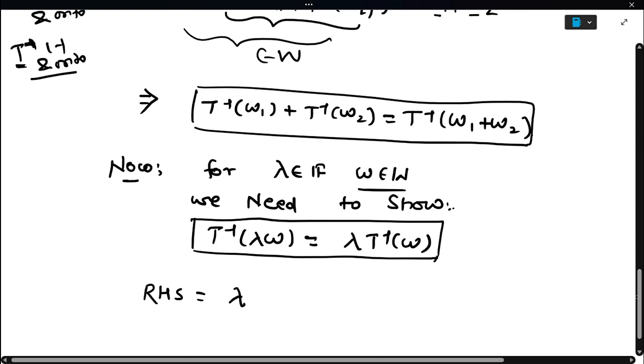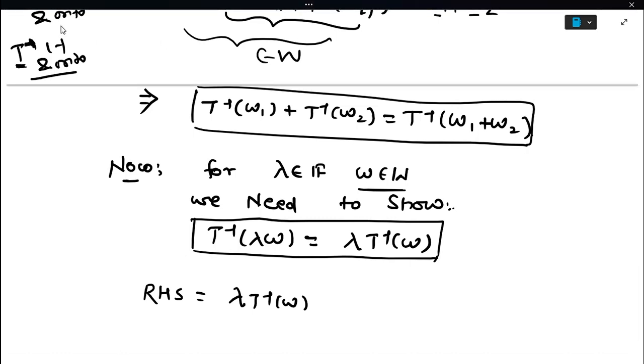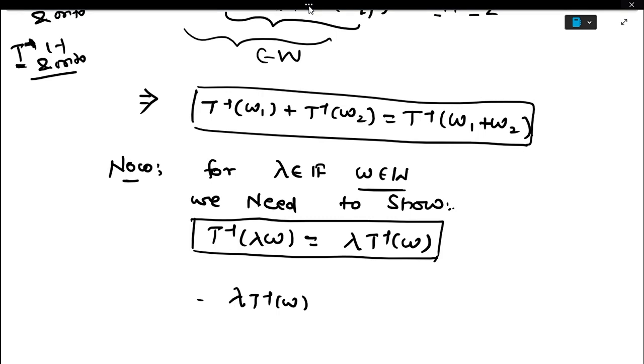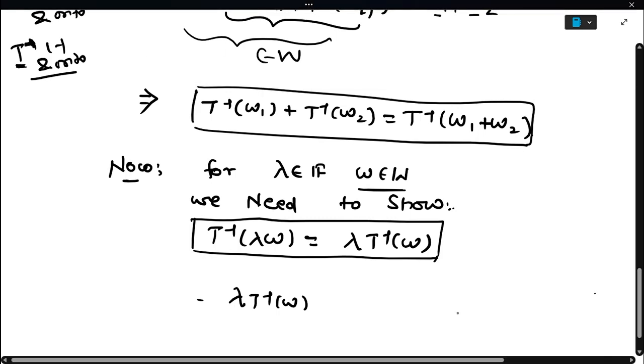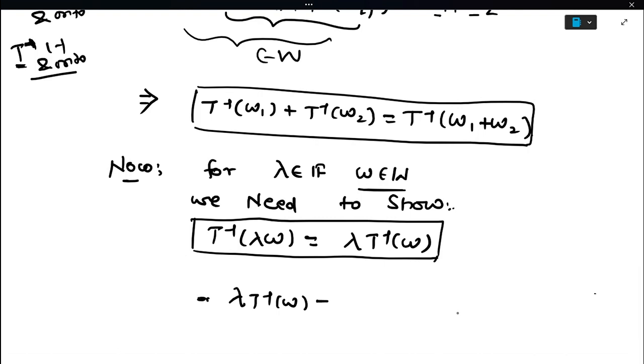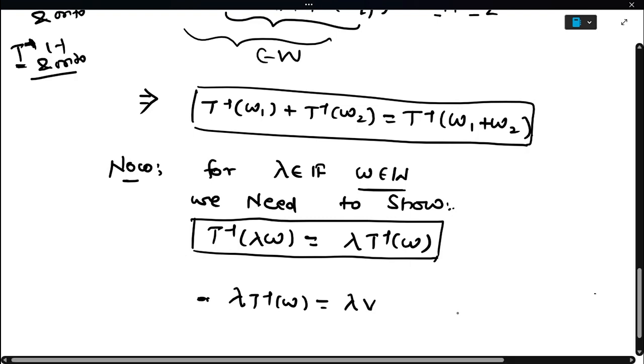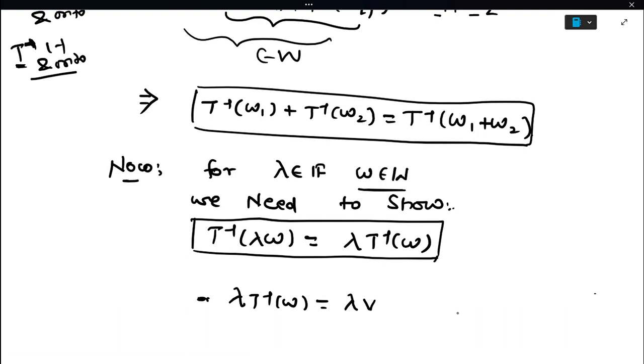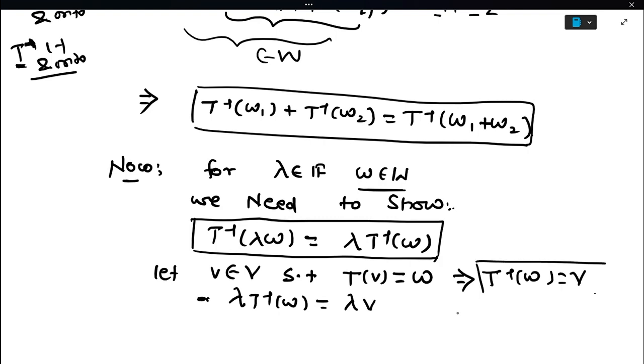The RHS is lambda T inverse W. We have a unique preimage for any W, so we can write this as lambda V. Okay, because if we assume V belongs to capital V such that T of V equals W, this will imply T inverse of W equals V, because T is 1-1 and onto.